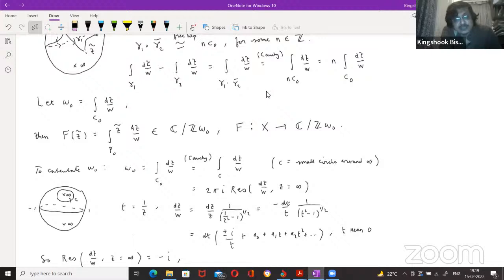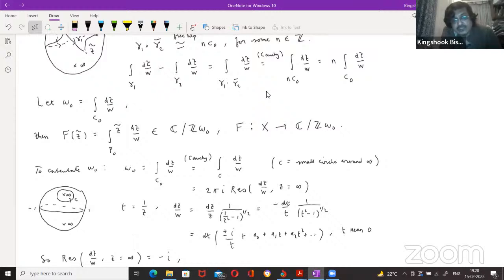And let's calculate what this omega naught is. So omega naught is the integral over the equator of dz over w. Now this equator I can homotope to a small loop around infinity in the top sheet. So by Cauchy's theorem, this is the same as the integral over a small circle around infinity in the top sheet. And now I can apply the residue theorem. So by the residue theorem, this is 2 pi i times the residue of this differential form dz over w at the point z equal to infinity.